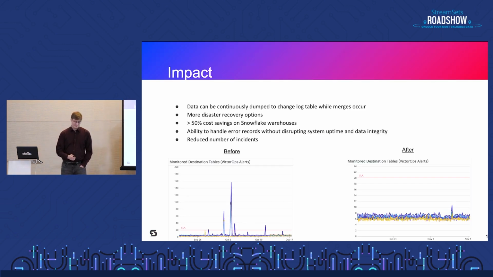So the impact that we saw from this was that data can be continuously dumped into the changelog while the merges are occurring separately. And then we have more disaster recovery options because we actually have some horizontal scaling that can come into play. Because we're running all the merges independently in Snowflake, those are more queries running, but they're a little bit less intense. So we can scale the warehouse out horizontally instead of just vertically, which gives us a little bit more play in what we're doing.